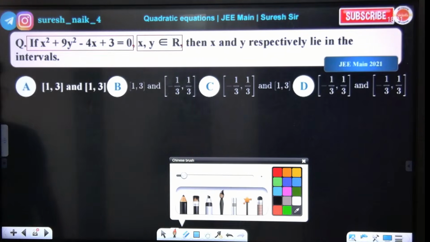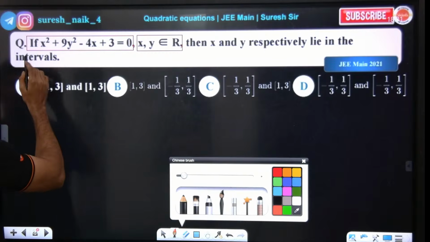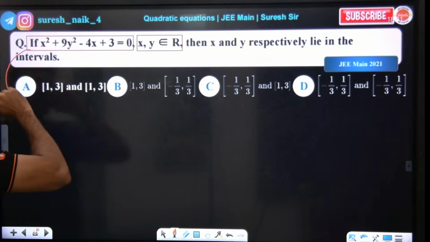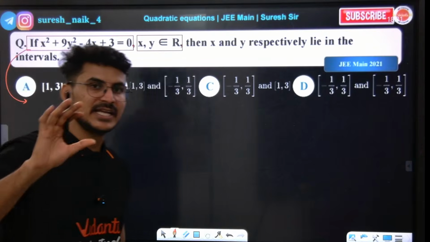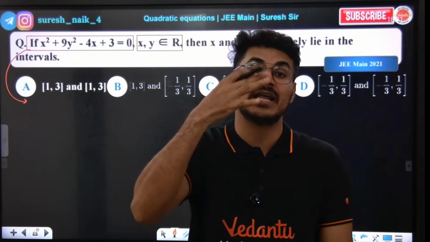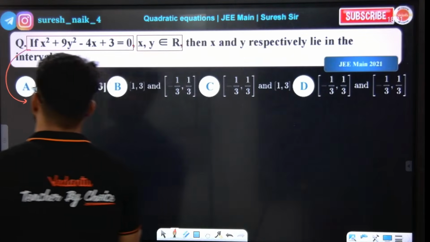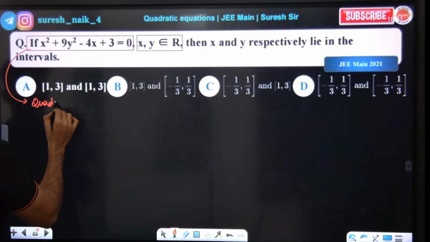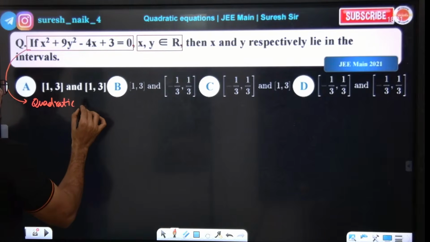First, you need to do what? Is this a second degree equation or not, tell me. Look at it first. This is a second degree equation, a quadratic in terms of x and y. You need to bring this second degree equation to quadratic form. So I'll write it as a quadratic in terms of x.